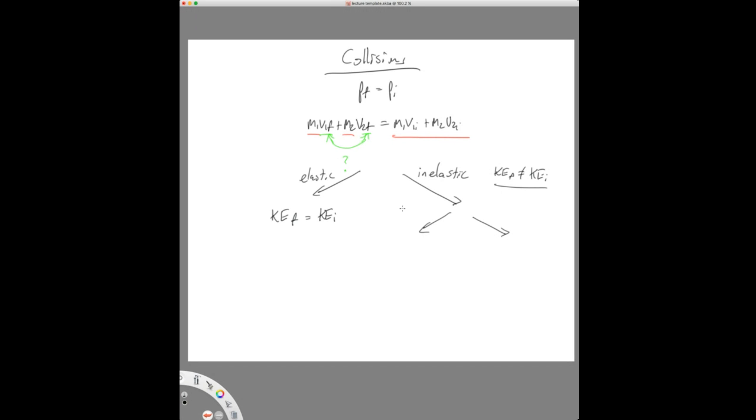The first one is called totally inelastic. Totally inelastic. Let me rewrite that in a legible way. Totally inelastic. And the other is known as partially inelastic.